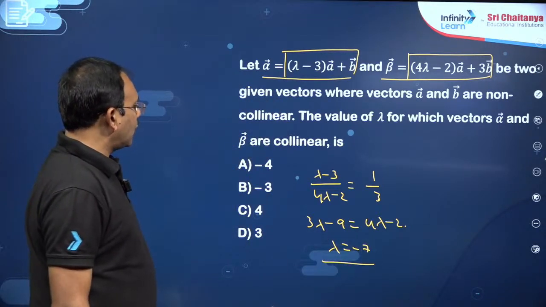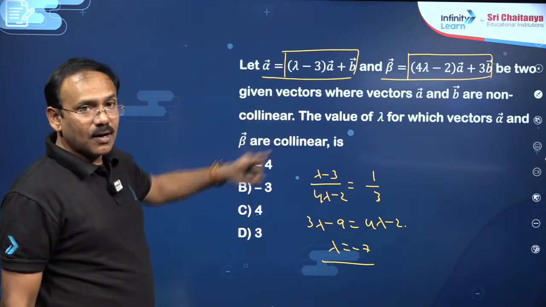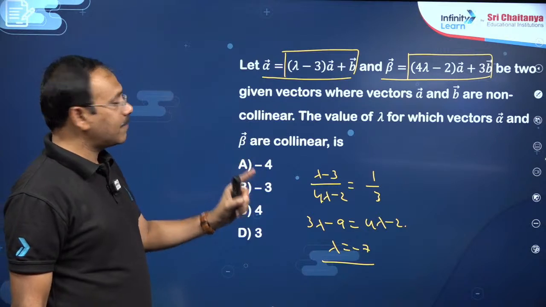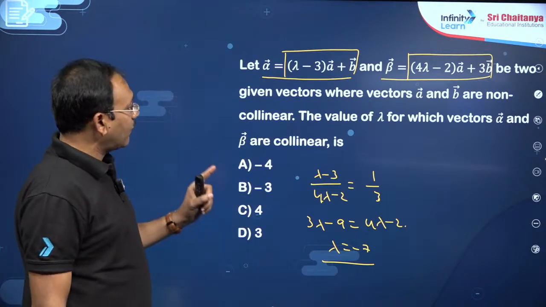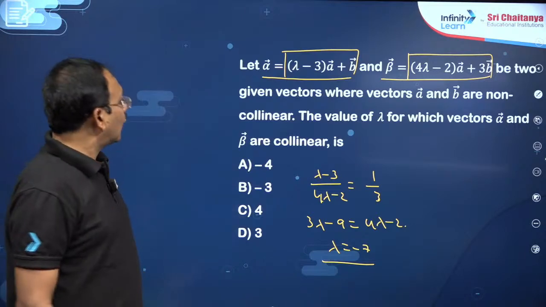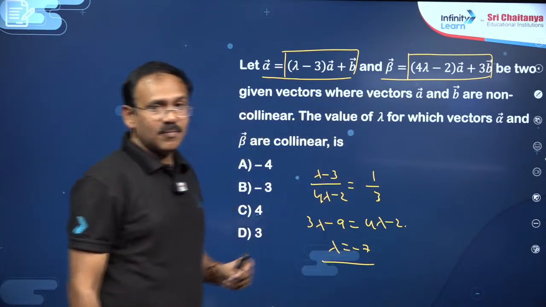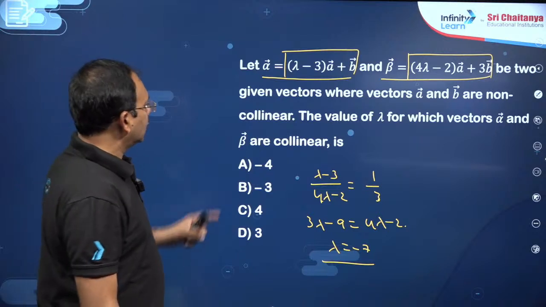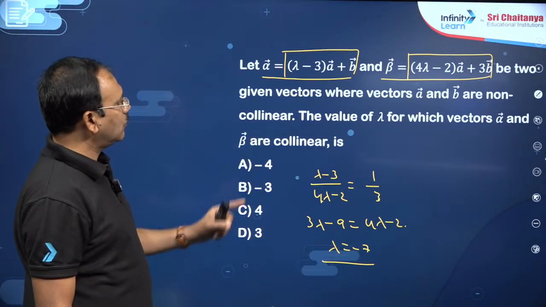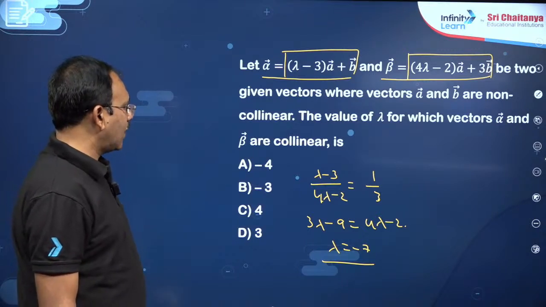Okay, so you can also do, dear students, given alpha bar, beta bar are two given vectors where A bar, B bar are non-collinear, the value of lambda for which alpha bar, beta bar are collinear. Two vectors collinear here in the sense, in terms of A bar and B bar, they must be in proportion. That is lambda minus 3 by 4 lambda minus 2 is equal to 1 by 3. So 3 lambda minus 9 is equal to 4 lambda minus 2.